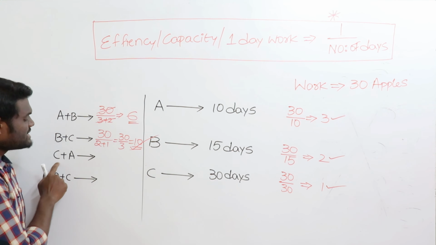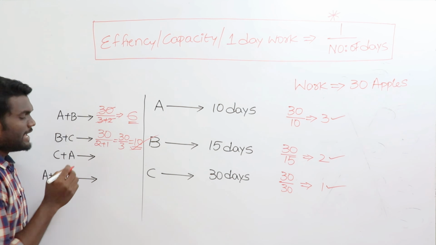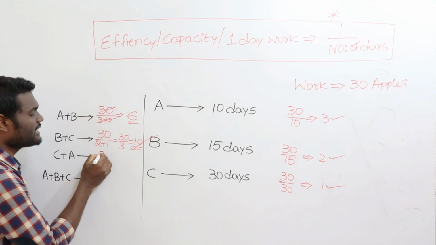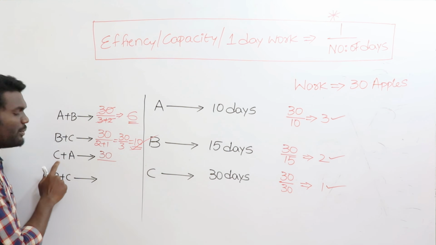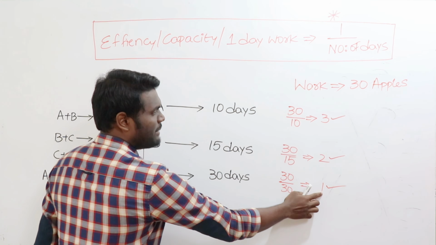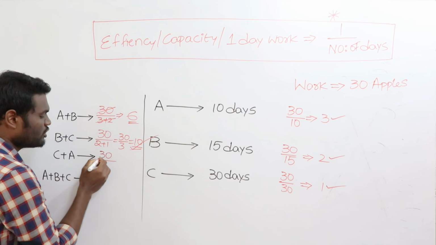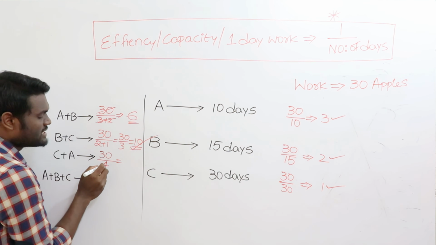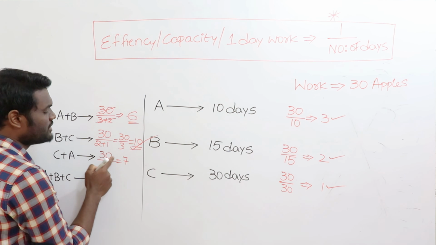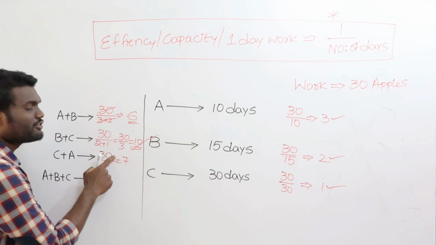If the question is that C and A are going to work together, again the work is the same, 30 apples. But now it is C and A. C will eat 1 apple, A will eat 3 apples. Now both of them are going to eat 4 apples, that is 3 plus 1. Now 4 sevens are 28, and you are left with a remainder of 2.